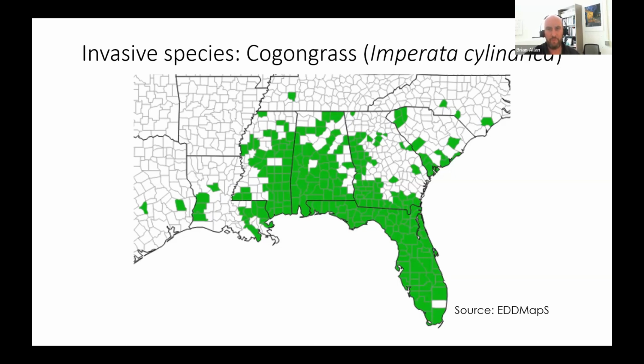And that's really a problem for the high density of military installations in the Southeast US, where there's a lot of munitions training and other types of activities that can start fires. And by having a really flammable invasive plant species in the landscape, it really increases the chances of wildland fires occurring on military installations, which of course the Department of Defense wishes to avoid.